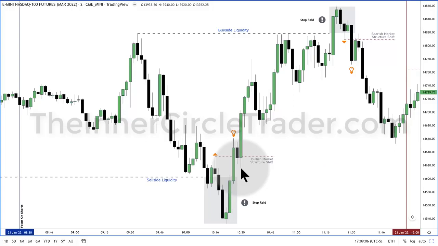That's pretty neat, isn't it? Well, price starts to run where? Above the highs where buy stops will be, above this high here, and above this high here.